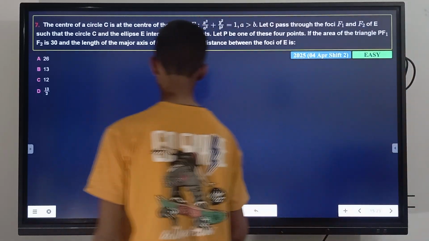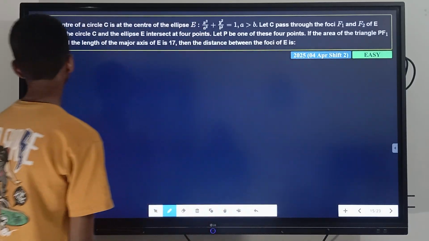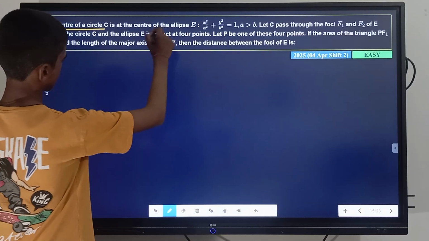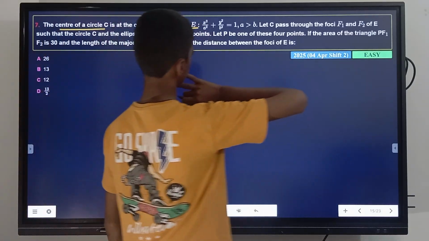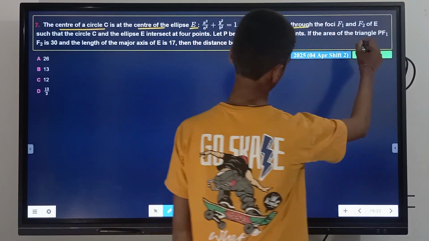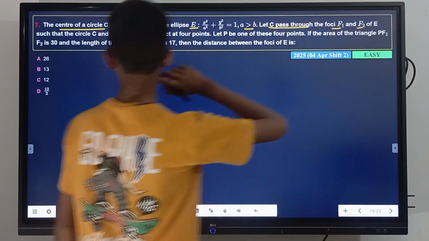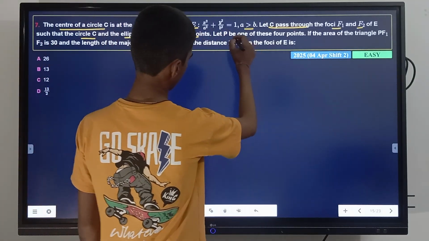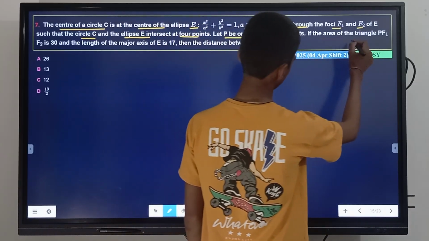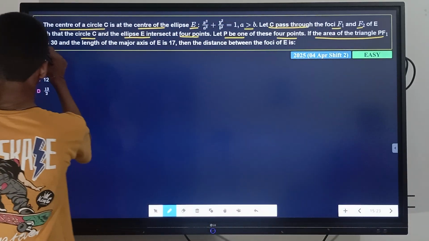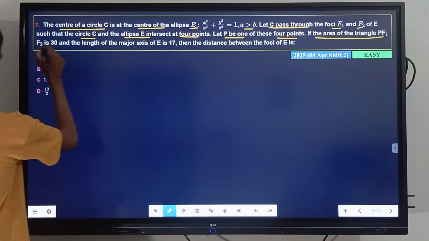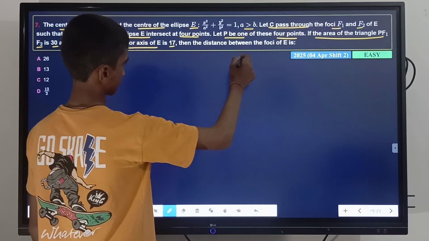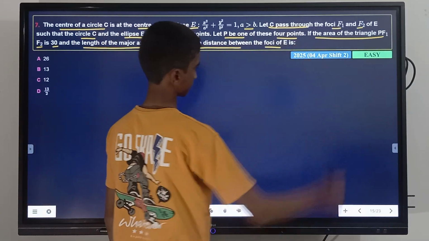Here is our next question. This time our question says the center of a circle C is at the center of the ellipse E, A greater than B. Let C pass through the foci F1 and F2 such that circle C and the ellipse E intersect at 4 points. Let P be one of these 4 points. If the area of triangle PF1F2 is 30 and the length of major axis of E is 17, then the distance between foci of E is.